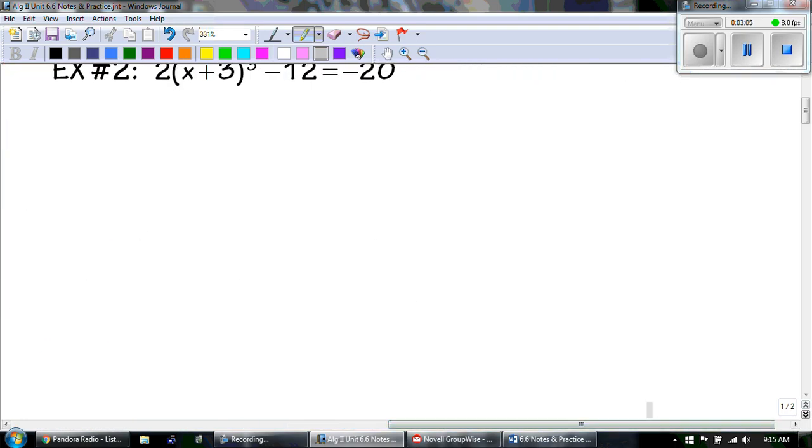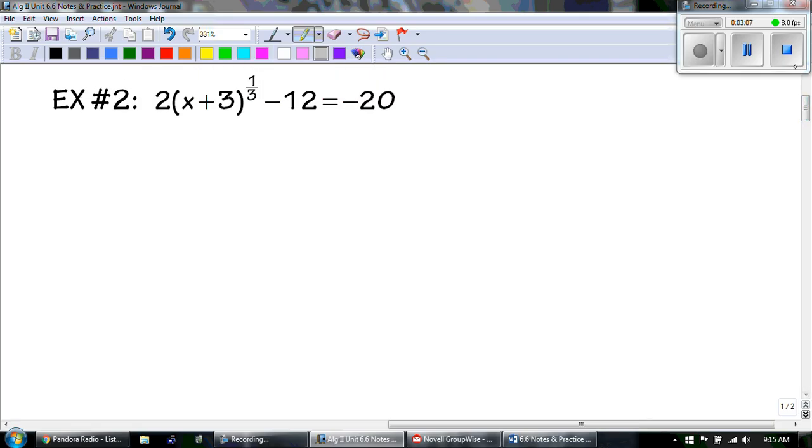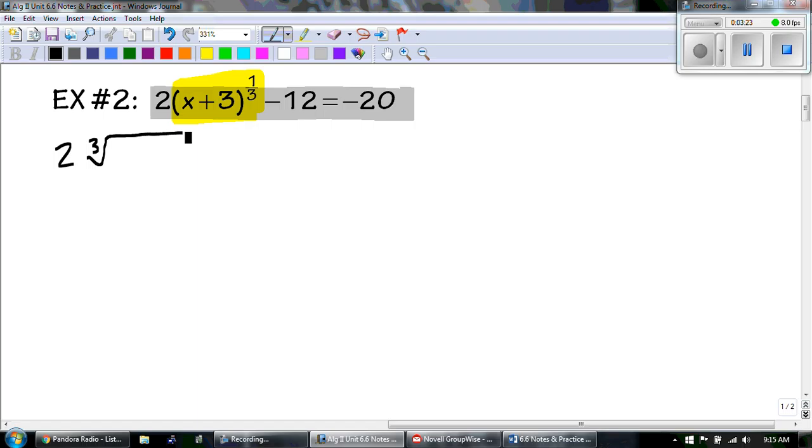And that's it. Okay? So we take a look at our equation. I'm going to find where my exponent is, and I'm going to rewrite that. So I have a 2, and then to the 1/3, that's the cube root of x plus 3, minus 12 equals negative 20.